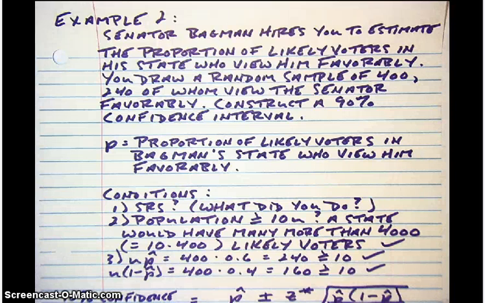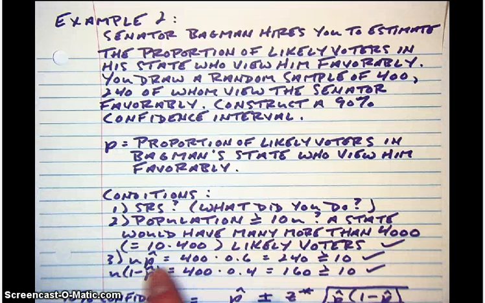The conditions are a simple random sample. Well, it's your sample. You're doing the job, so hopefully you have something that's at least random and representative of the population. The population is very likely to have more than 4,000 members. It's a state, after all, so more than 4,000 likely voters. And n times p hat and n times 1 minus p hat are both comfortably bigger than 10.